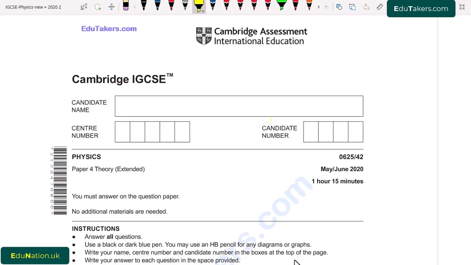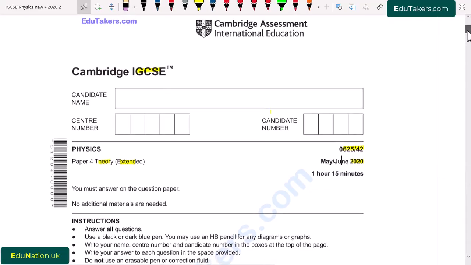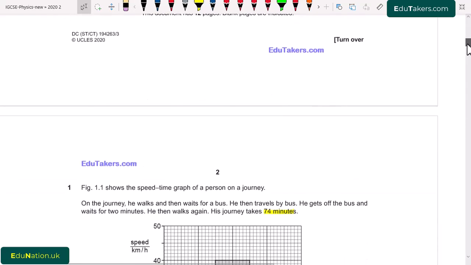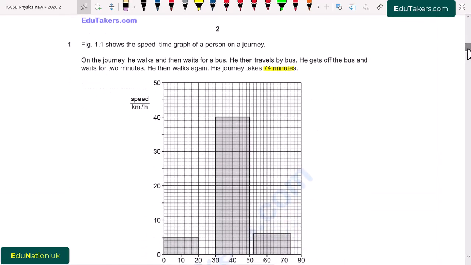Today we are going to solve Cambridge IGCSE Physics, Paper 4 Theory Extended, held on May-June 2020. Paper code is 0625 with variant 42. So let's start from question number 1. Question number 1.